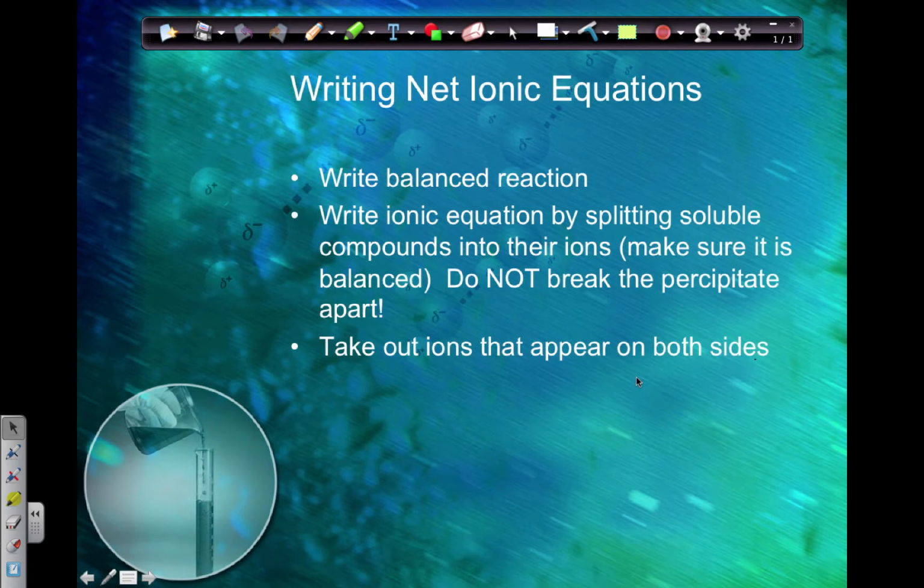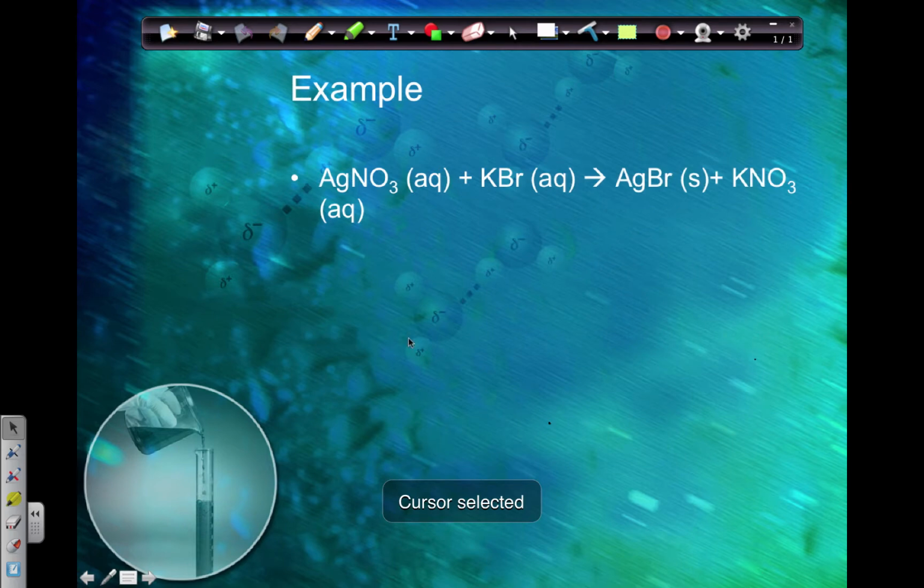Okay, so when you're writing the net ionic reaction, you're going to write the balanced reaction first, and then write the ionic reaction by taking everything that's aqueous and splitting them into their ions. Do not break the precipitate apart. So anything that's got aqueous by it, you break it apart. Anything with an S by it or solid, don't break it apart. And then you're going to take out ions that appear on both sides. So let's look at one. Let's look at this one.